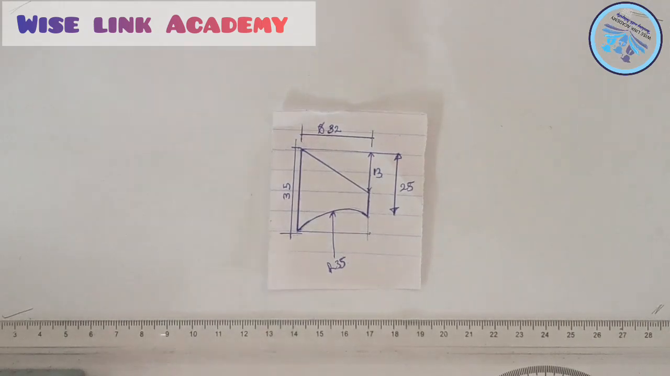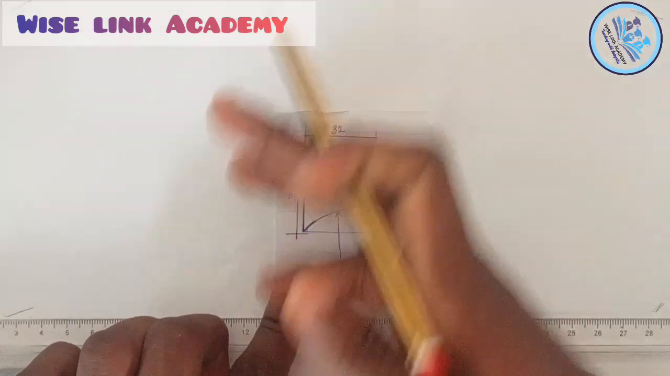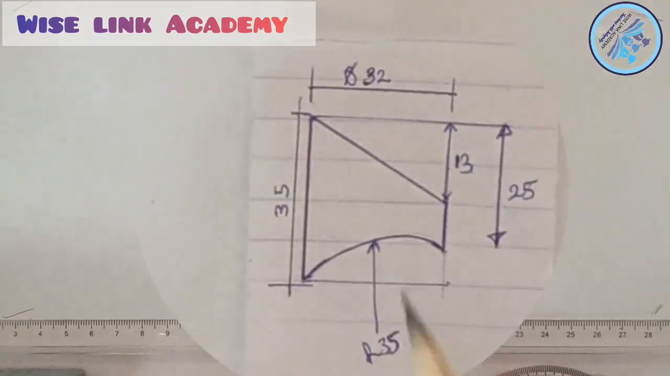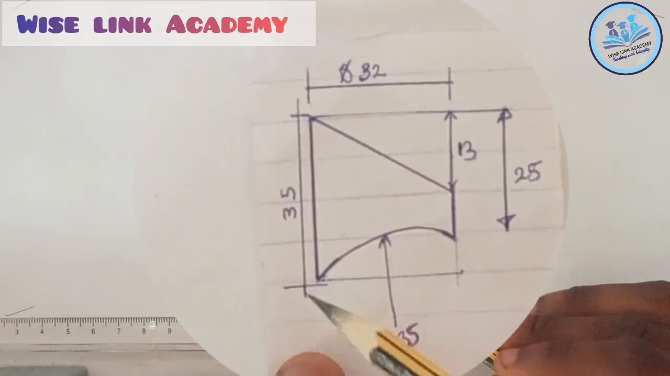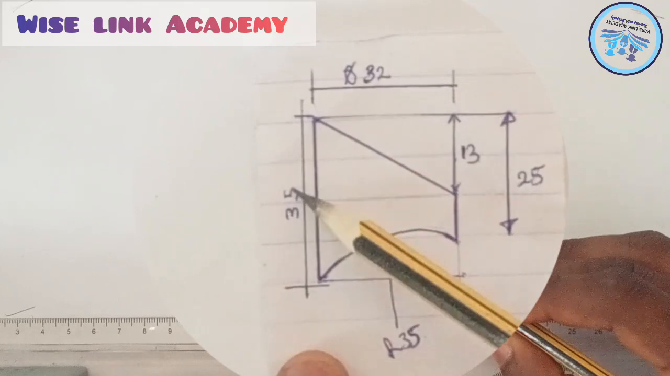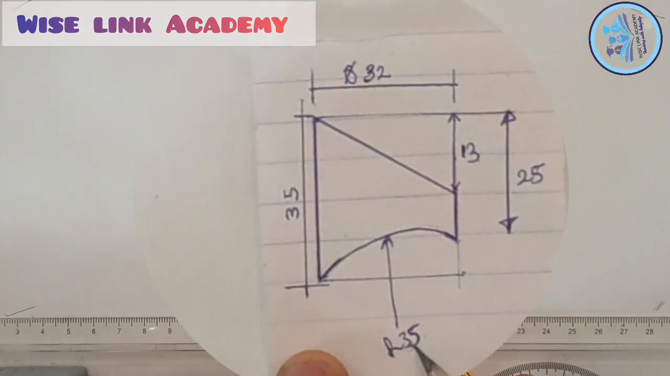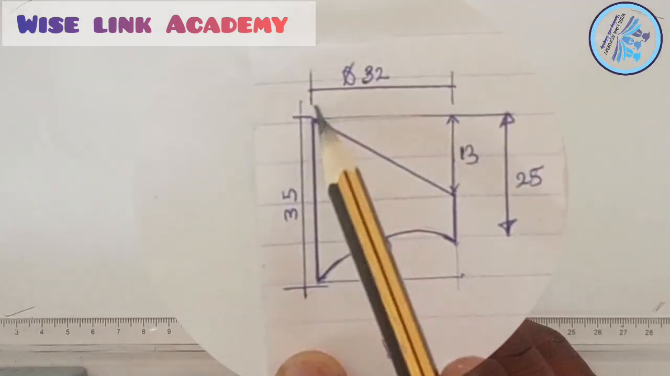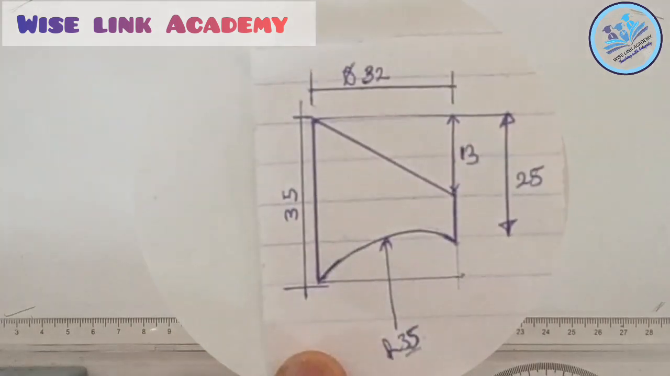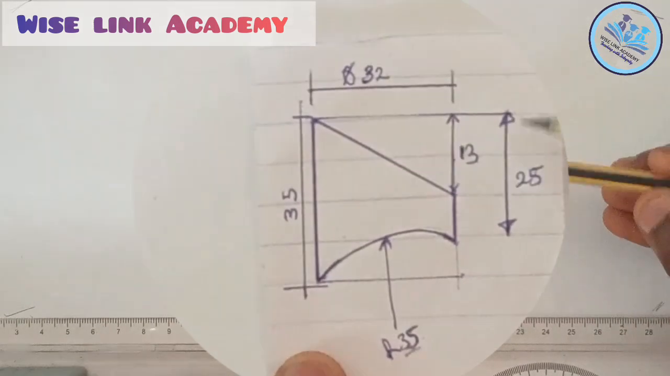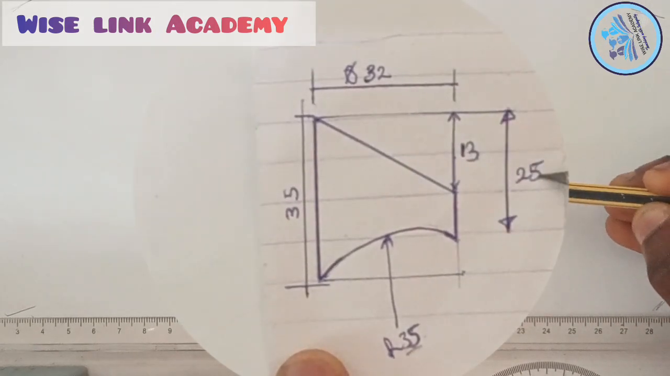Today, we want to do the development of this truncated cylinder. As you can see in front of you, this cylinder has a height of 35. It has a radius of what? 35. A diameter of 32. The height from this point to this point is 13. Likewise, from this point to this point is 25.